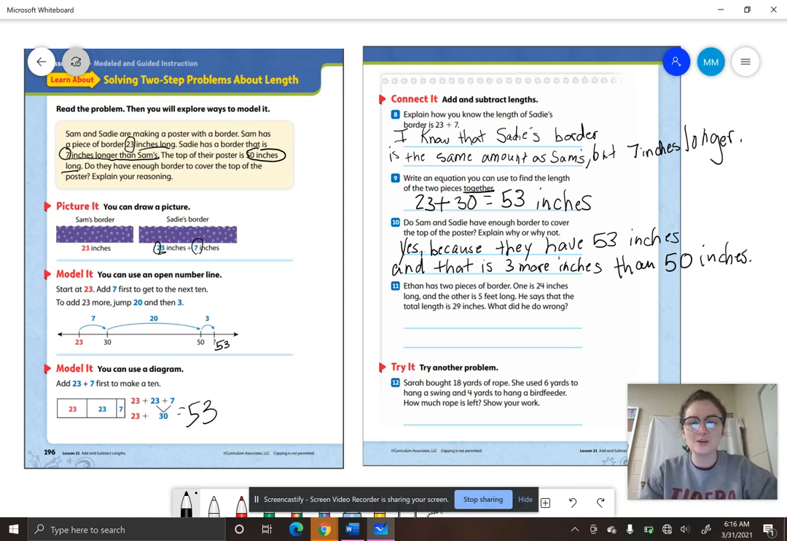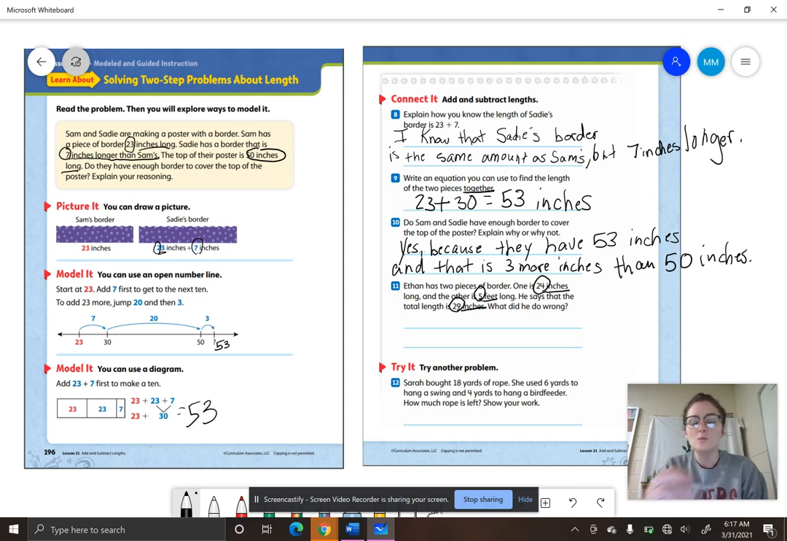Let's circle important numbers and underline important words. Ethan has 2 pieces of border. One is 24 inches long, and the other is 5 feet long. He says the total length is 29 inches. What did he do wrong? So he put 24 plus 5 and got 29.